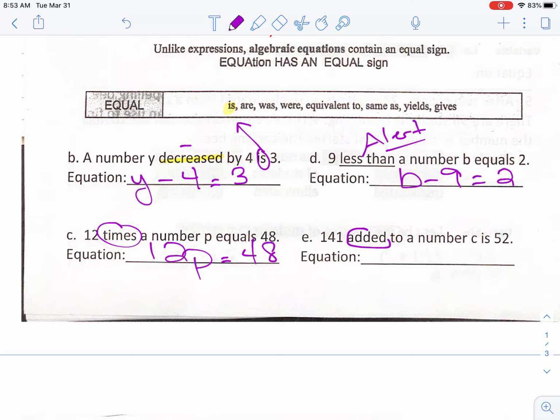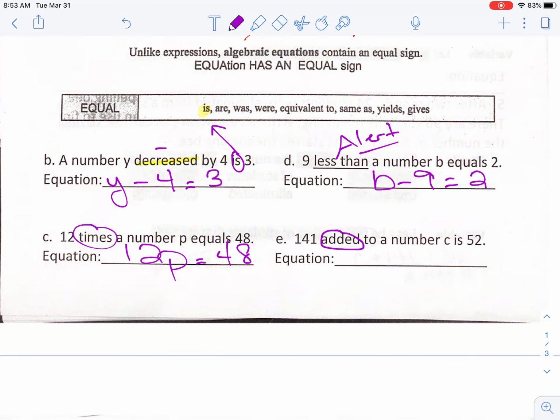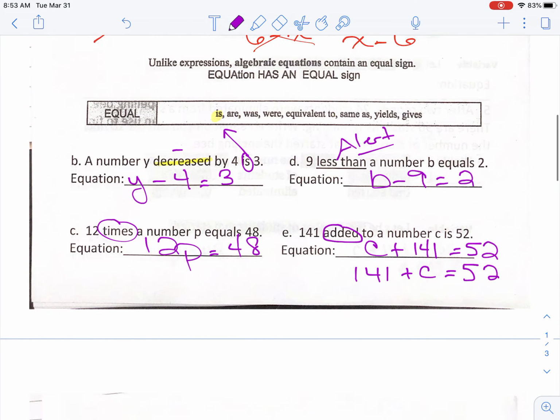And 141 added to a number C is 52. So 141 added to C, so I'm going to start with C and add 141 is 52. If you write it the other way, it's still correct since it's addition. Either one will work. Okay.